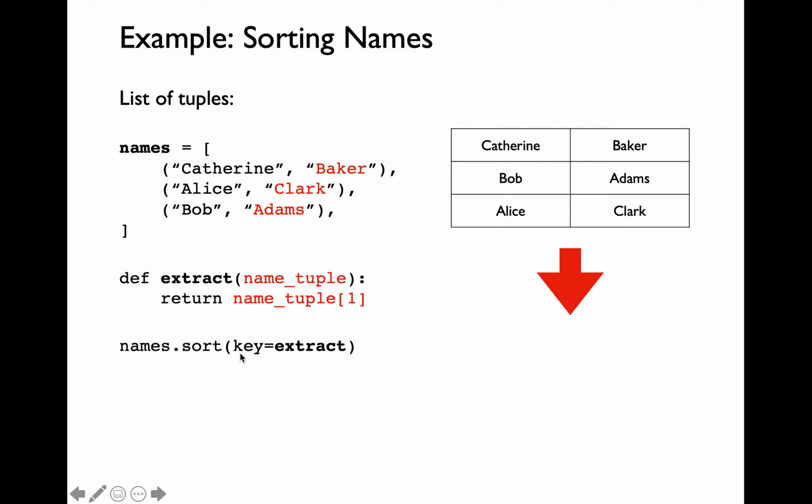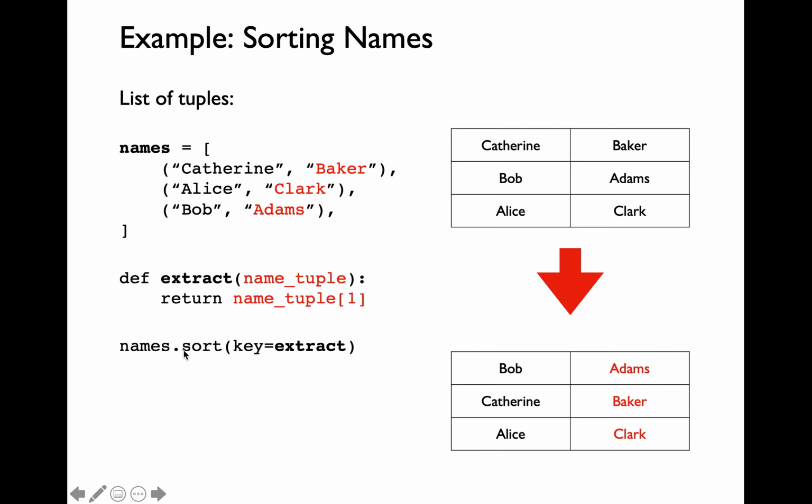We are going to pass the function object, which is going to let us define a function which defines which particular column you want to do the sorting based on. For example, we can define a function called extract that takes single tuple as argument and it returns which value inside the tuple that you really care about. For instance, if we want to sort by last name here, we can just return name_tuple[1].